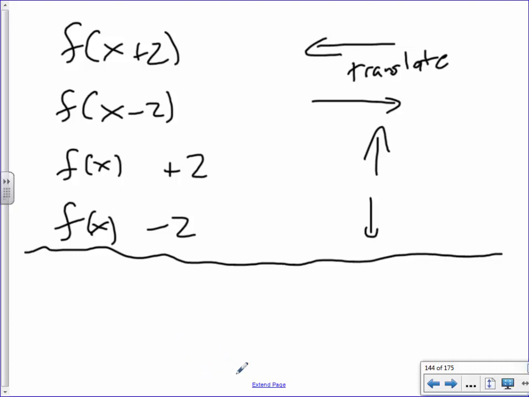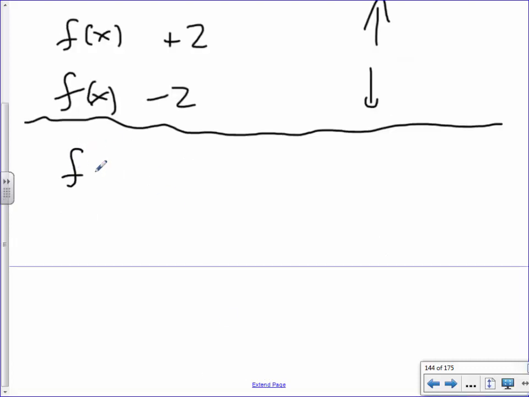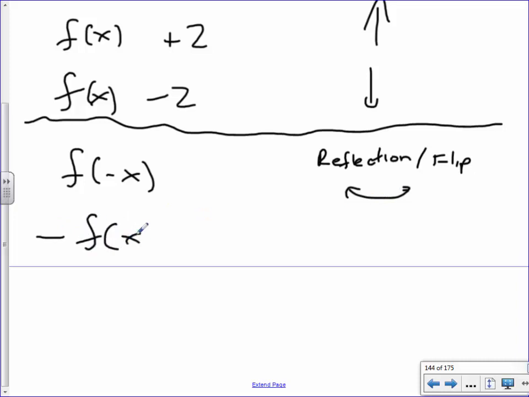But here's the other possibilities then. What if I were to give you f of negative x in brackets? Do you remember what that did from earlier today? Good, yeah, it does a, let's call it a reflection. Although flip is pretty good too, I guess. And it flips it side to side. If I give you a negative in front of the whole function, it does a reflection as well, only rather than doing a side to side reflection, it does a top to bottom reflection.